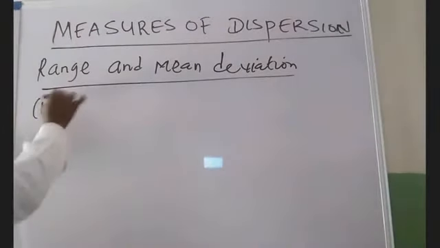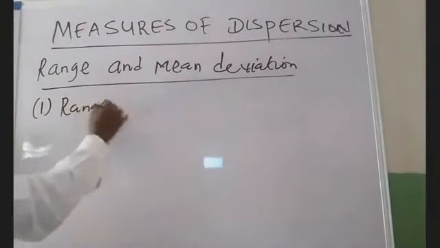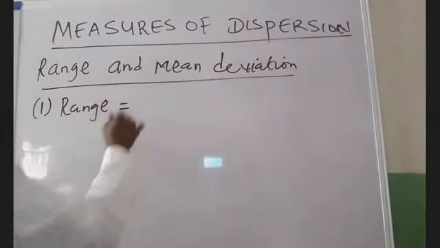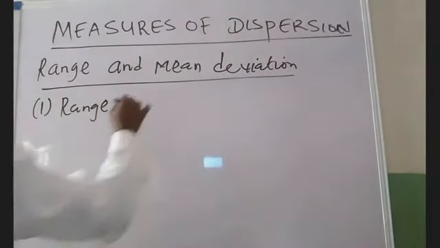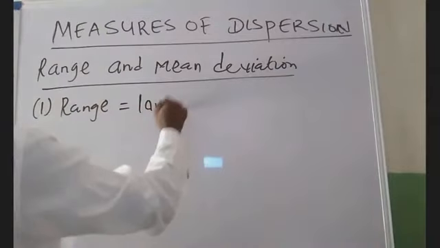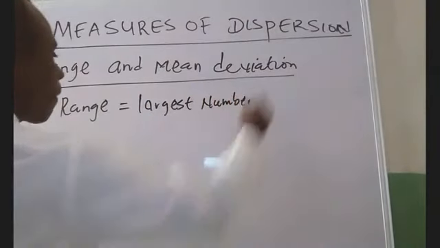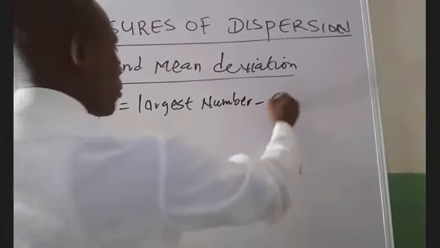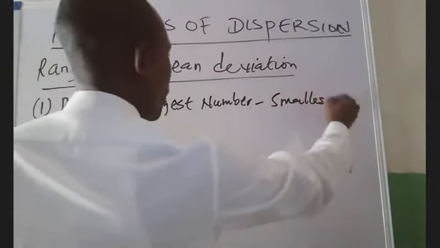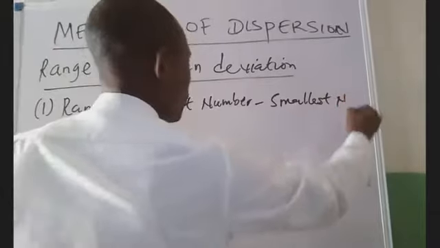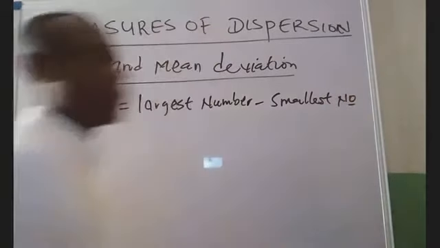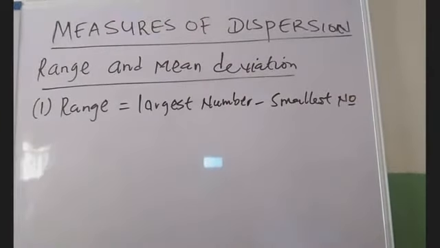Range is equal to the largest number minus the smallest number. The largest number minus the smallest number.